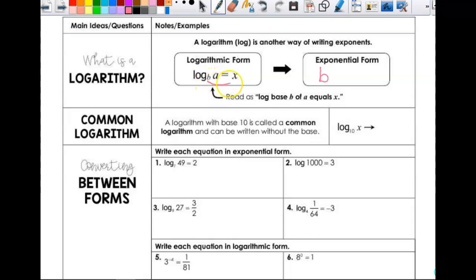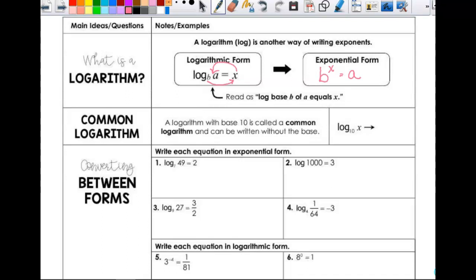So that base to this power, you go around in a little circle, b to the x power, keep going around, equals a. That's how you rewrite it back and forth, okay? So we have a common logarithm. They said this one's used so often it has its own button.